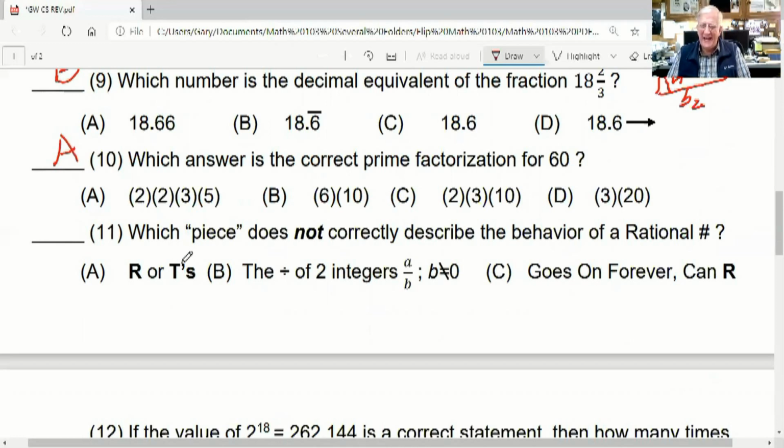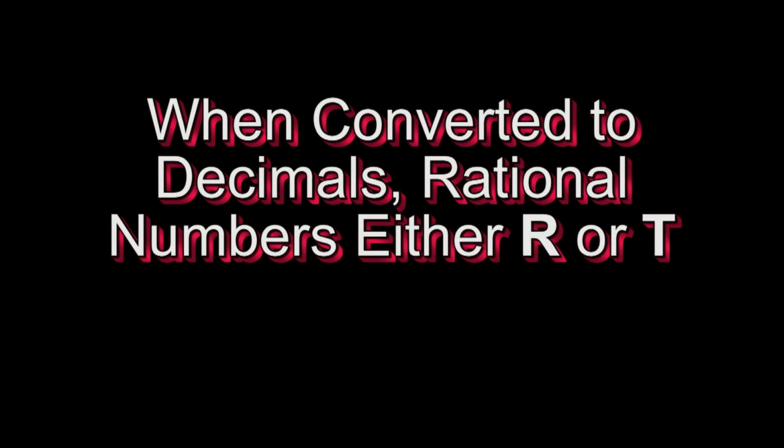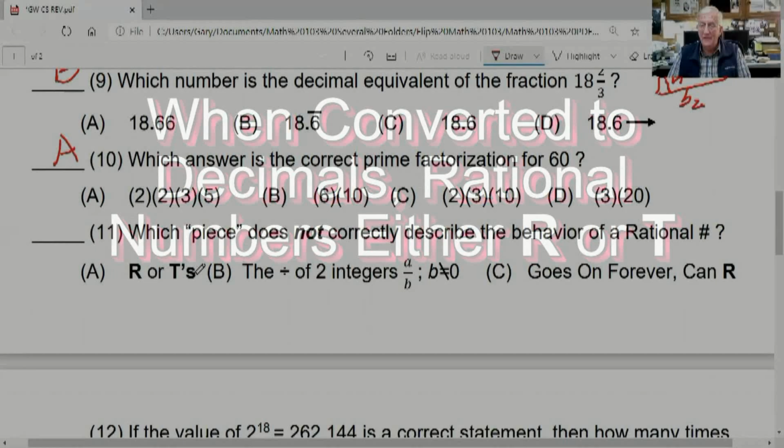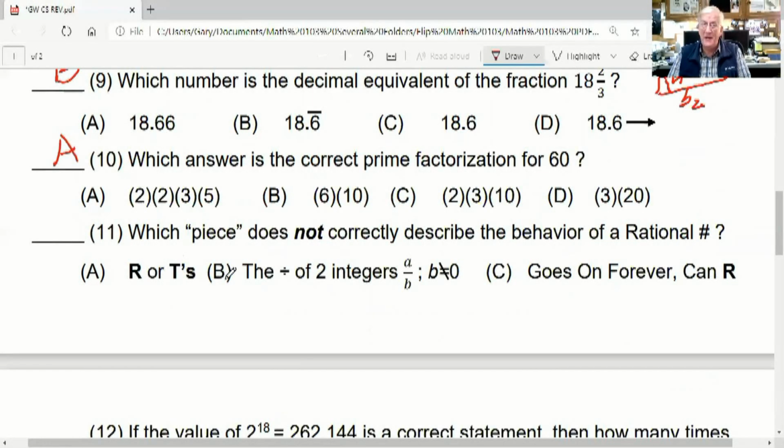Well, let's look at A. It repeats or terminates. That is a correct description of the behavior of a rational number. The division of two integers A over B, B cannot be equal to 0. That's correct when describing a rational number. It goes on forever and can repeat.